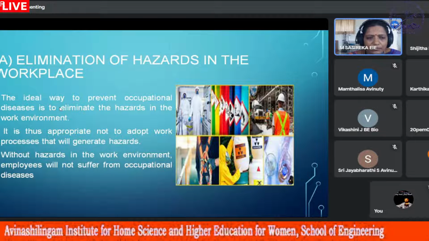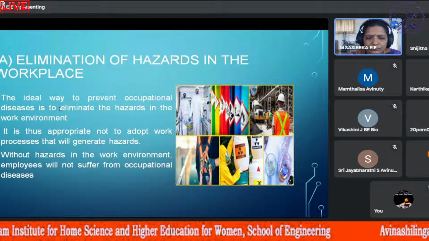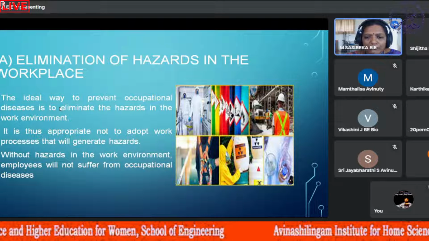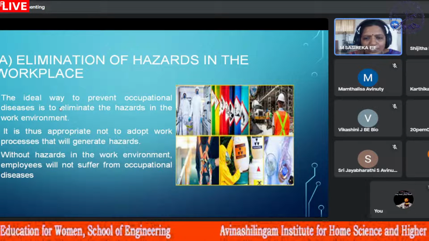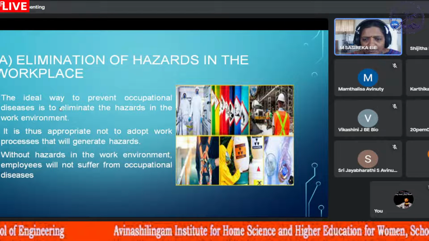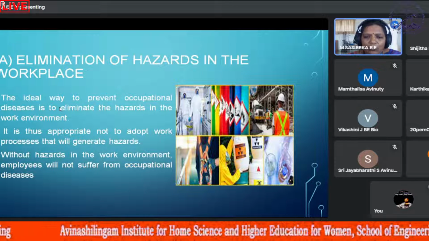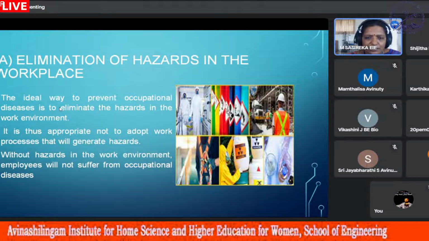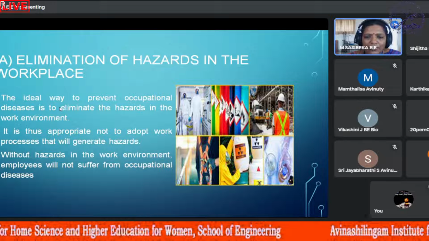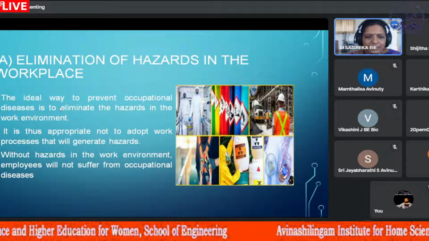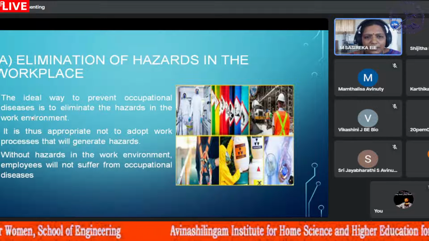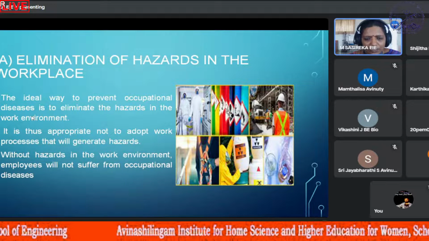So, for example, if you are exposed to AC continuously, then you are having some breathing problem, right? That can be avoided if you put off the AC. You can go in the normal way. Likewise, you can eliminate, you can avoid certain things. So that is the elimination of hazards in the workplace.